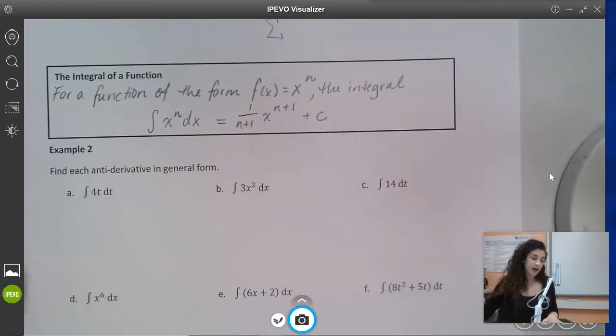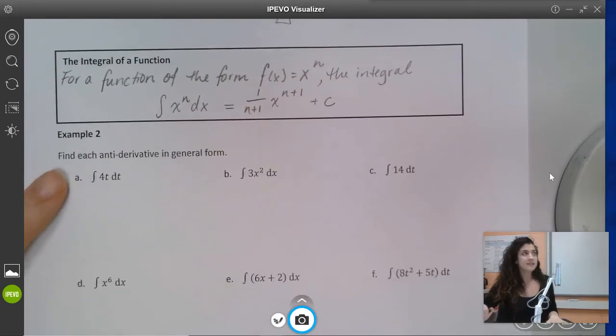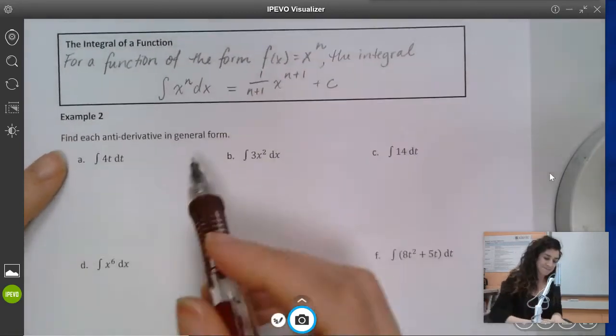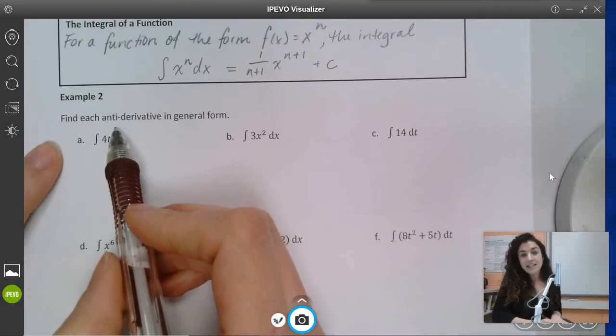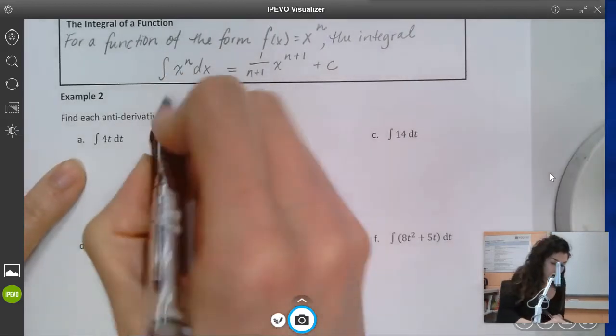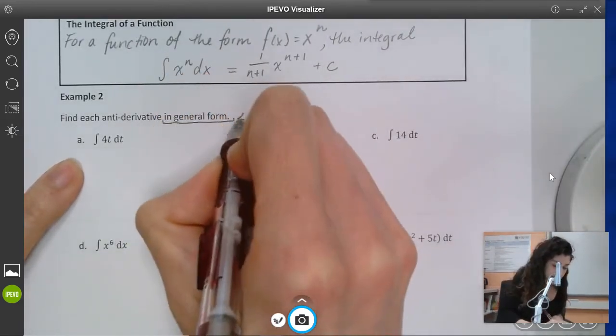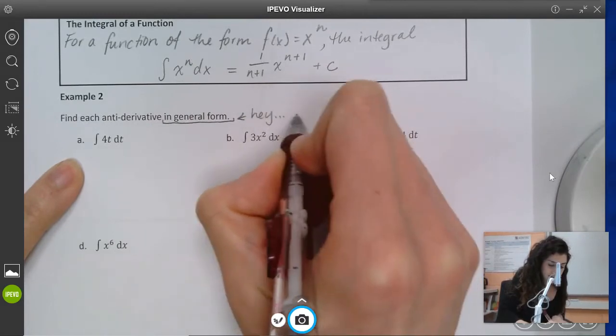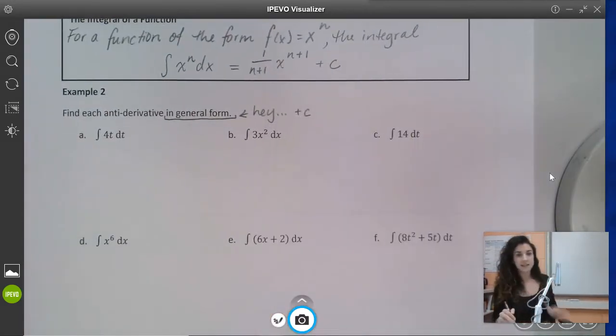So when we move on and we are now asked to find the antiderivative in general form. In general form just means, hey, plus c, right? That's all it means. Give me the original equation or give me the final equation. In general form just means there should be plus c at the end.